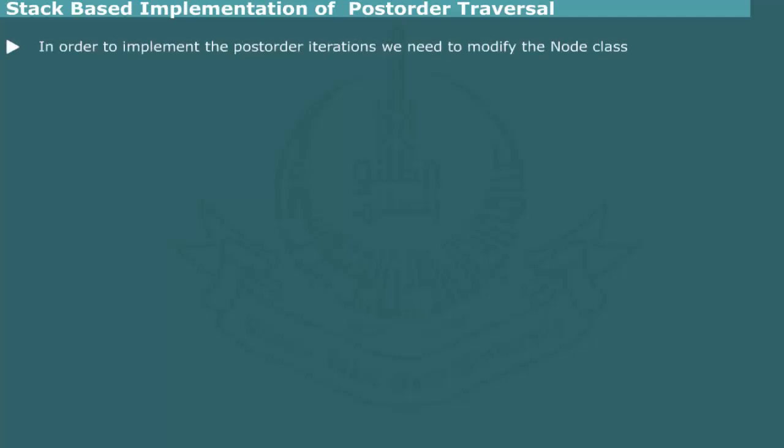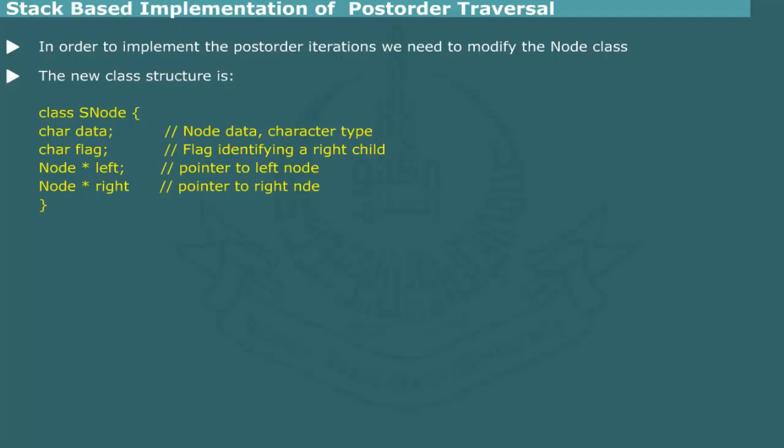In order to implement the post-order iterations, we need to modify the node class to include flag, which can be $, for a right child, and space otherwise. The new class structure is shown in figure. It is renamed as snode to make a distinction. The code for implementing the post-order procedure using a stack is shown in demonstration.